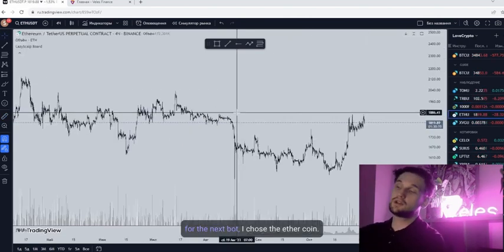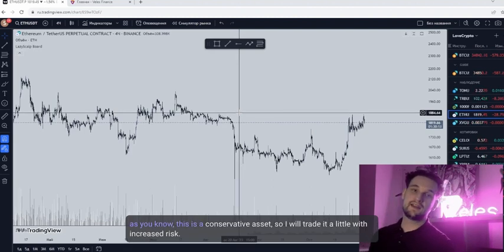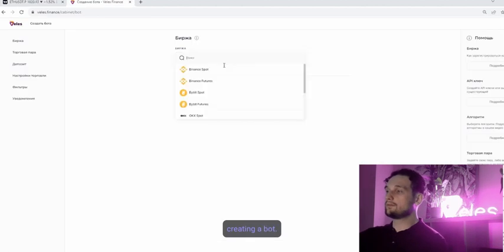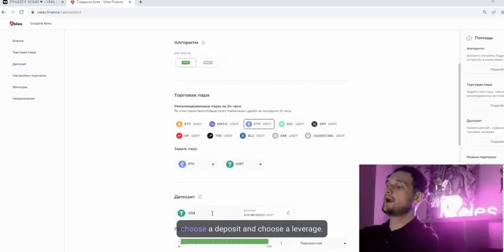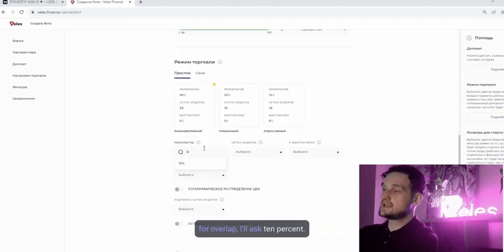For the next bot, I chose the Ether coin. As you know, this is a conservative asset, so I will trade it a little with increased risk. I will allocate $100 to the bot, and raise the shoulder a little. Creating a bot. Choose a deposit and choose a leverage. For overlap, I'll ask 10%.